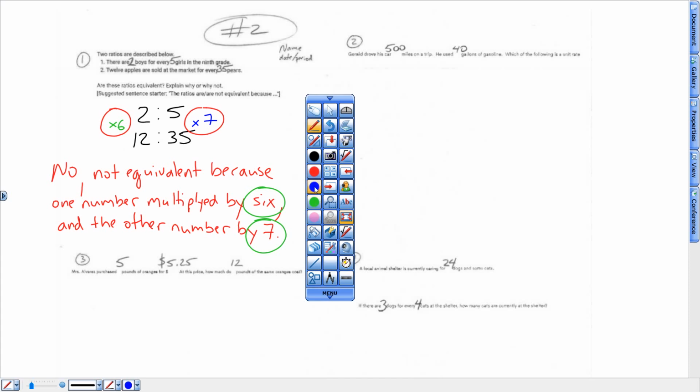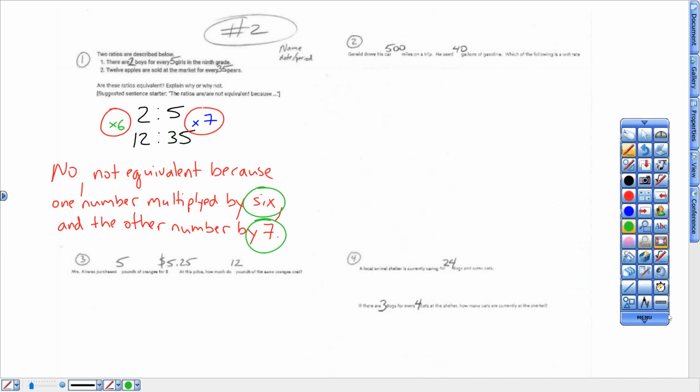But again, back to this one. Remember, if I had times this one by 6 instead and had 30 right there, that would make that a yes, equivalent. When I times both numbers by 6, that proves that they have the same value, equivalent. But this one, I times by two different numbers, made it a no.